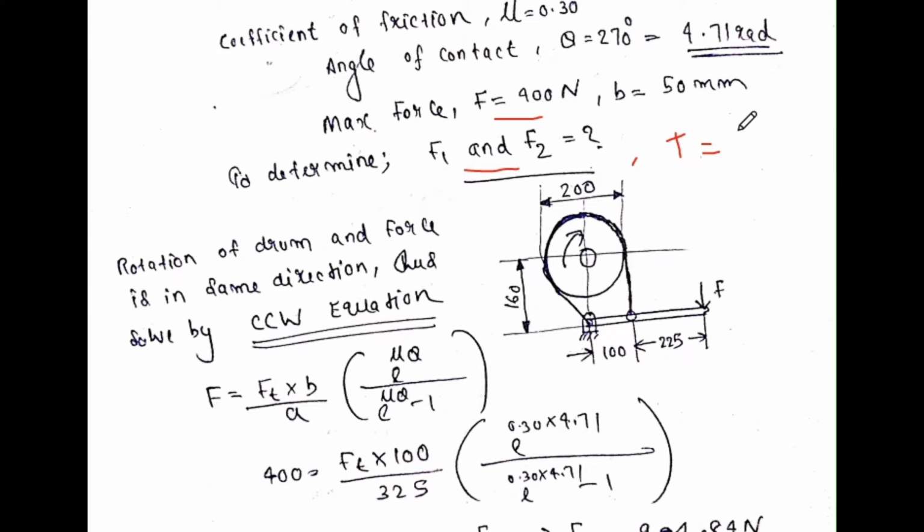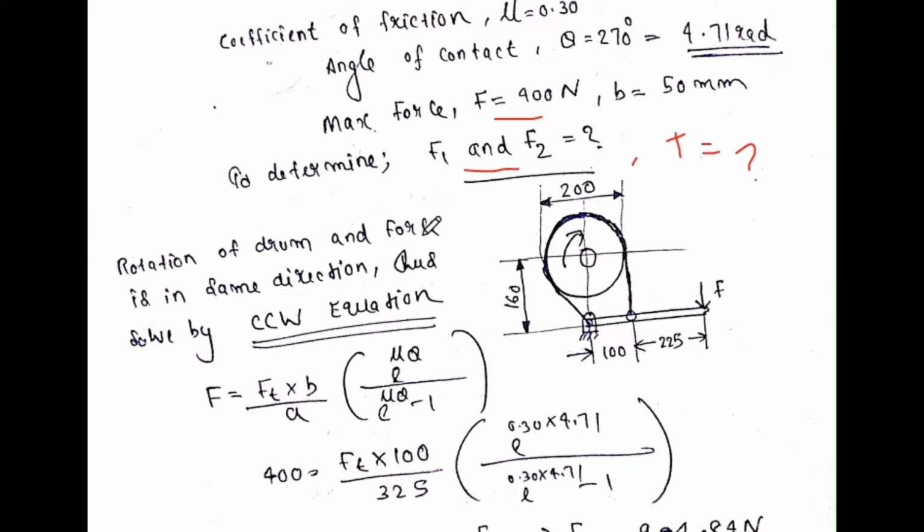Okay, so you can see the figure is already given in the question. This is the figure. The total diameter of the drum is 200, and the distance between the center to the fulcrum is 160, and these two sets of distance here. The rotation of the drum, they have already given in the clockwise direction.